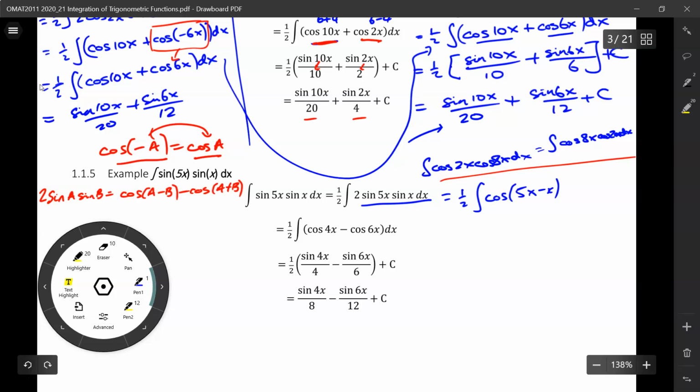so it's 5x plus x, dx. So that's how you end up with the cosine of 4x. It's A minus B, that's your A, that's your B, and this one is A plus B. And then the integral of cosine 4x is sine 4x over 4, and the integral of cosine 6x is sine 6x over 6.